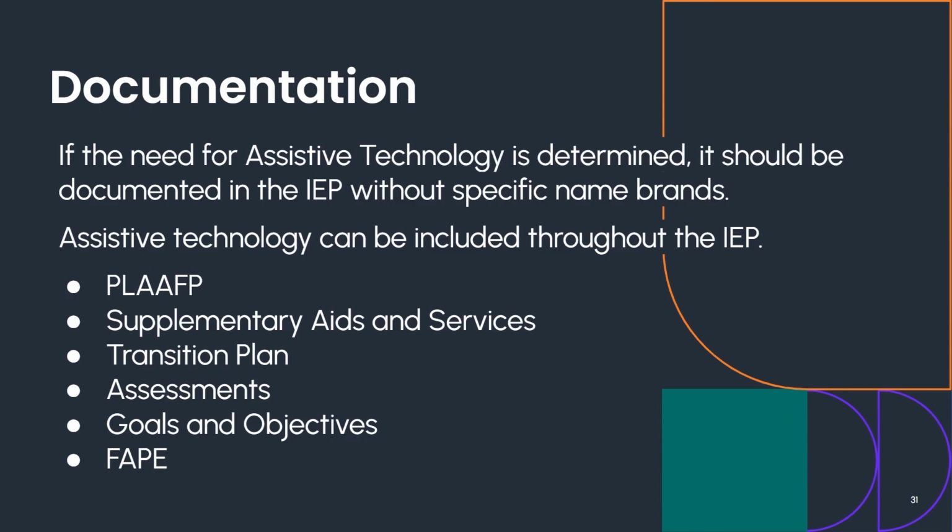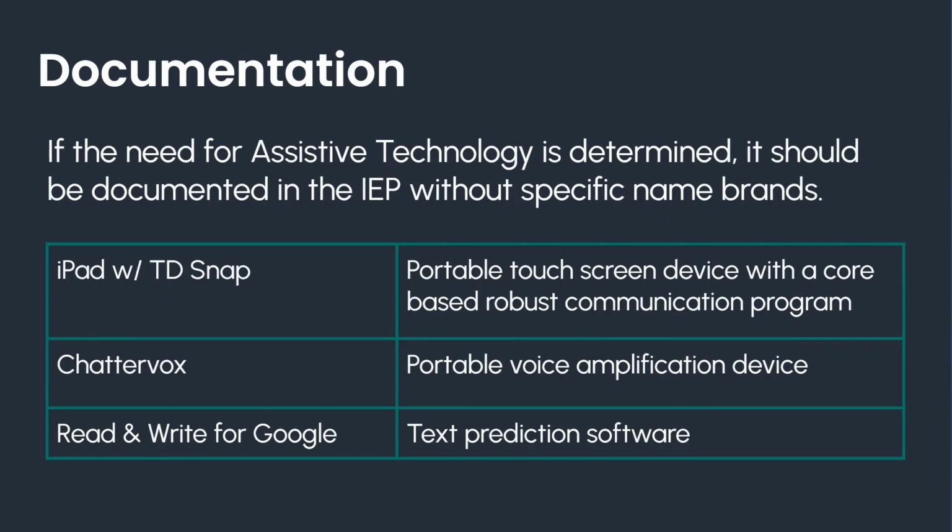We never know. So we want to kind of use those features that we identified from that SETT framework conversation and write those into the IEP. And we could do that in various parts like the PLAAFP, supplementary aids and services. We could write it on the transition plan, in the assessments or goals and objectives, or even on the FAPE page. So, for example, if I have an IEP for a student that needs to use an augmentative and alternative communication system, and we put in place an iPad with TD Snap, I'm probably going to write something like a portable touchscreen device with a core-based robust communication program.